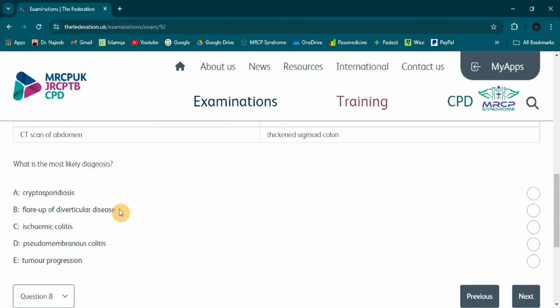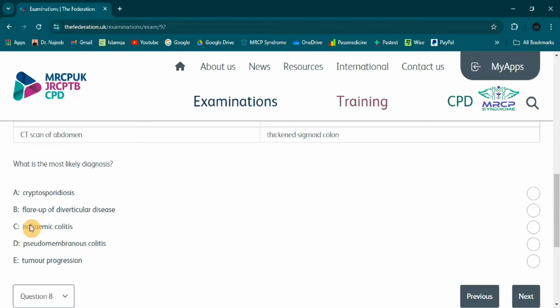Flare-up of diverticular disease. Diverticular disease can also cause left-sided abdominal pain and tenderness. But the recent history of chemotherapy, neutropenic sepsis, and antibiotic use makes pseudomembranous colitis more likely.